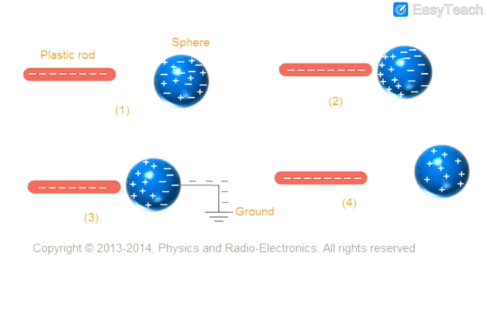So when you move it near to the sphere, you can see that the charges will rearrange in such a way that positive charges are here and negative charges are here. That is the second step.